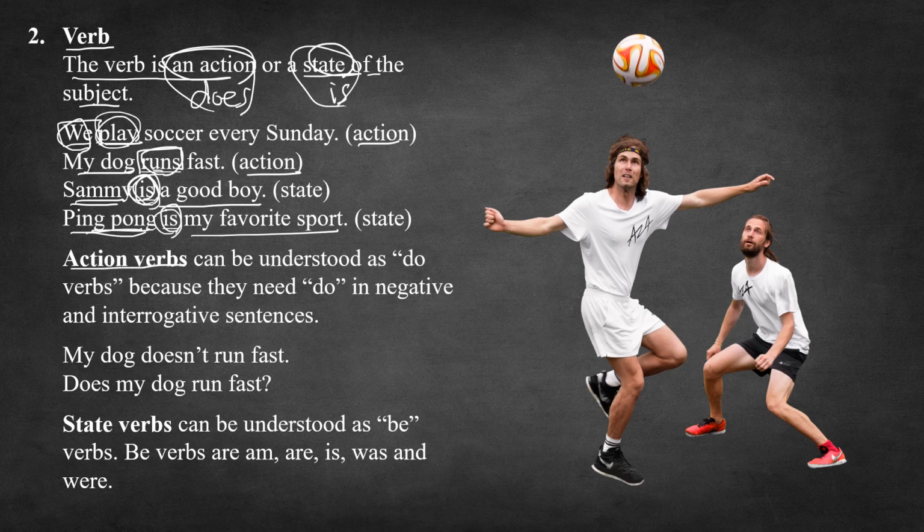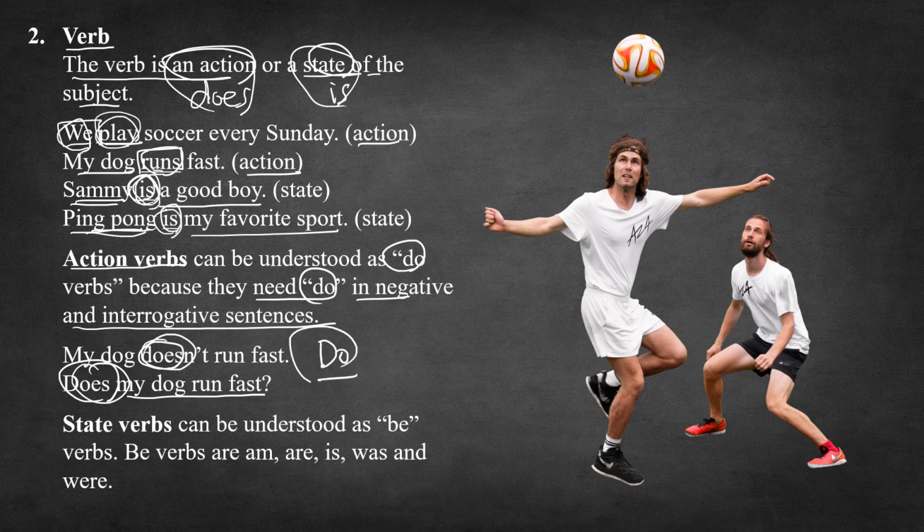Action verbs can be understood as do verbs because they need do in negative and interrogative sentences. My dog runs fast, but in order to negate this, you need does. My dog doesn't run fast. In order to make this interrogative, my dog runs fast. Does my dog run fast? So when you make a statement negative or interrogative, you need do. So all the action verbs are called do verbs. And I'm going to explain about this a little bit later.